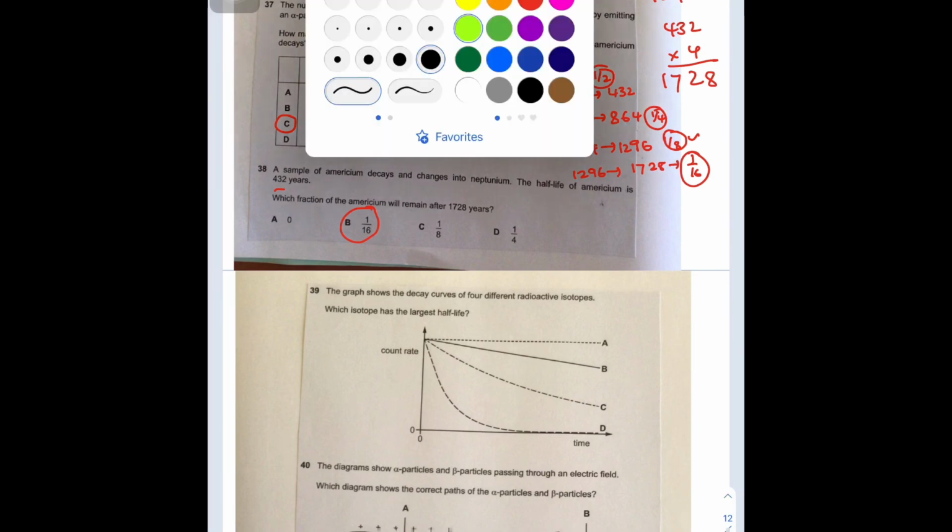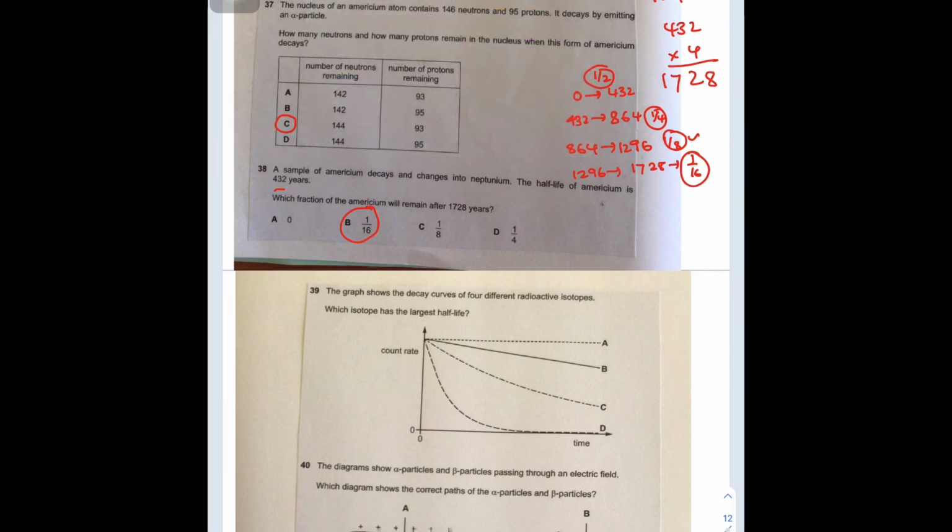Now if you notice, this one is decaying faster, so small half-life. This is still larger than this one, so larger half-life than D. C decays even less in the given time, so larger than C. And A is nearly intact, so it has the longest half-life. So my answer is A.